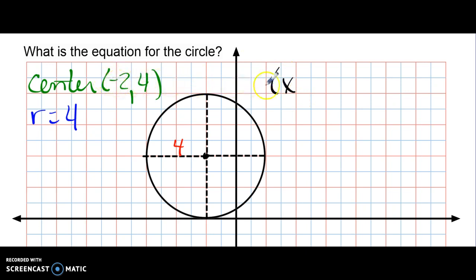X minus a -2 is x plus 2. Remember, we do the opposite sign. Plus (y minus 4) squared is equal to 4 squared, and 4 squared is 16.